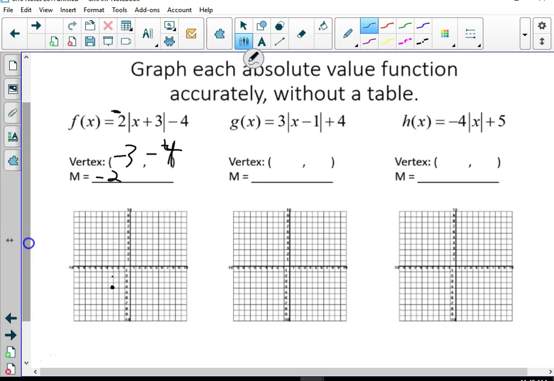Okay, but this time the slope is negative. So I'm going to go down 2, right 1 and do the mirror image. And then down 2, right 1 and do the mirror image. And down 2, right 1 and then do the mirror image. And there's my upside down V.